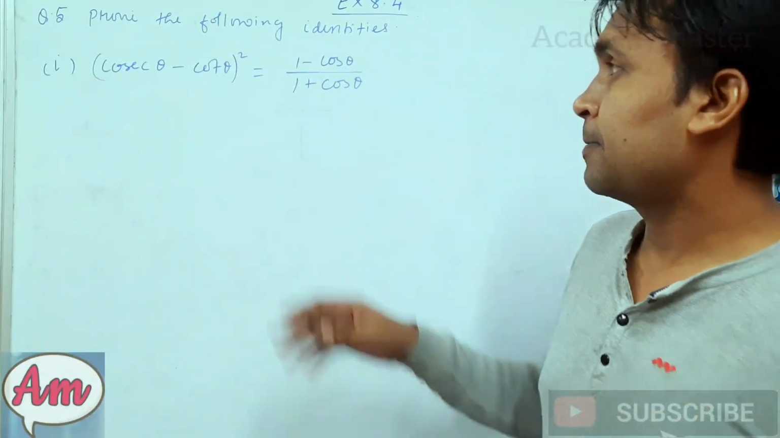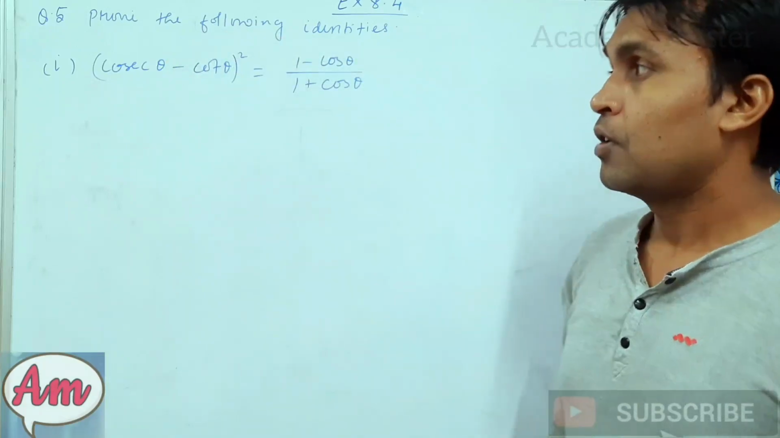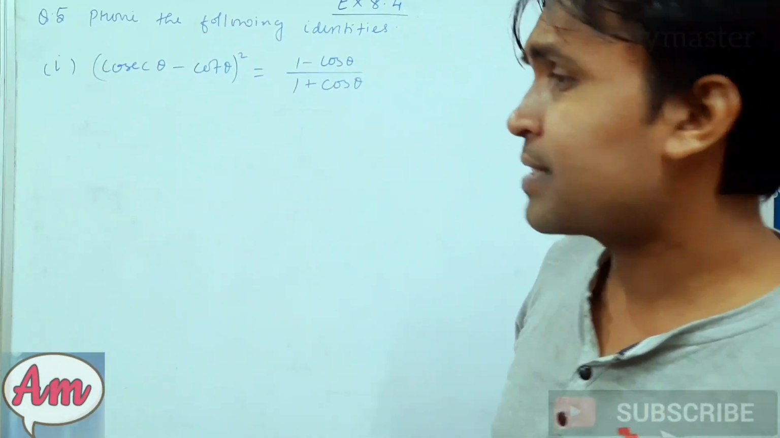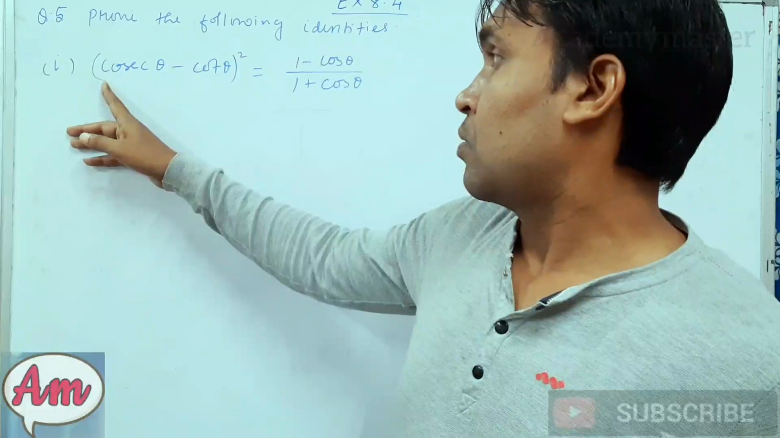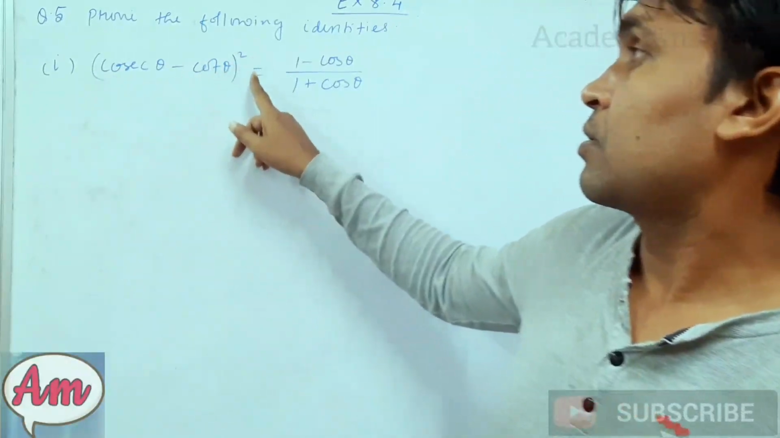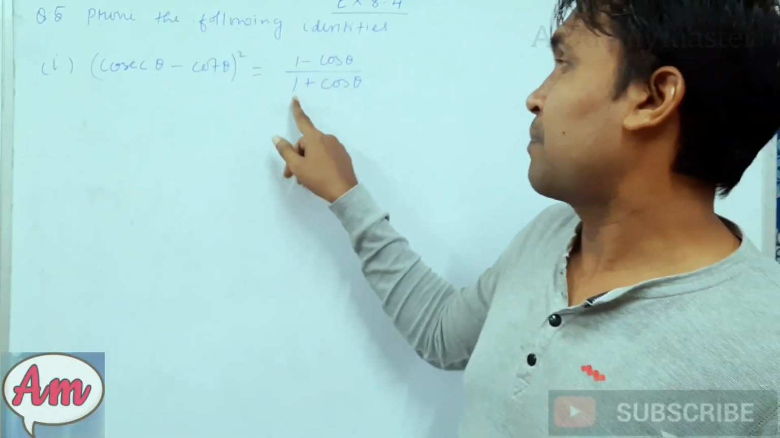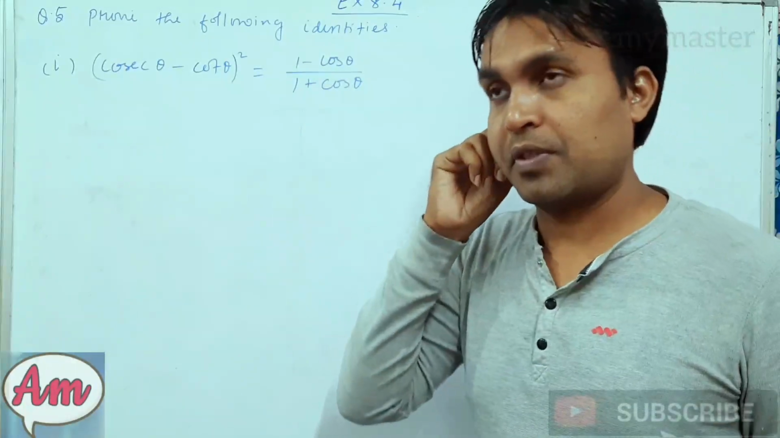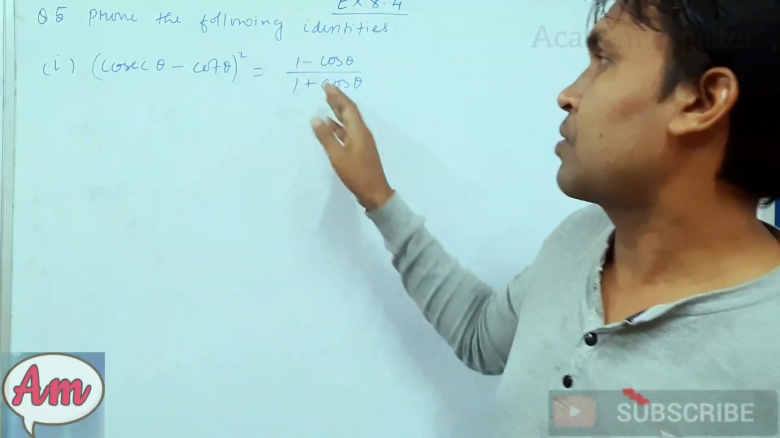Okay, to start with, prove the following identities. So question number 1: (cosec theta minus cot theta) whole square equals (1 minus cos theta) by (1 plus cos theta). We have to prove this one.